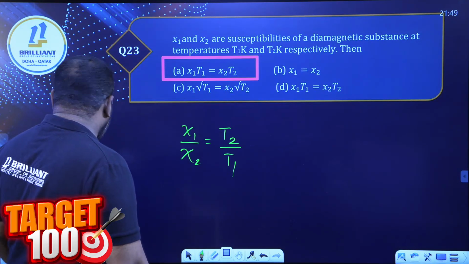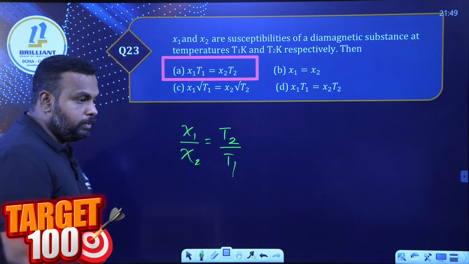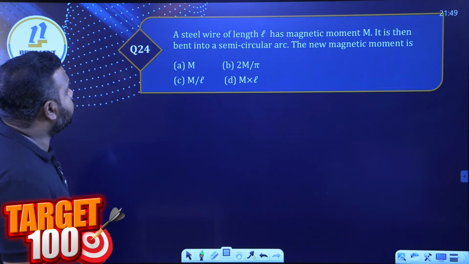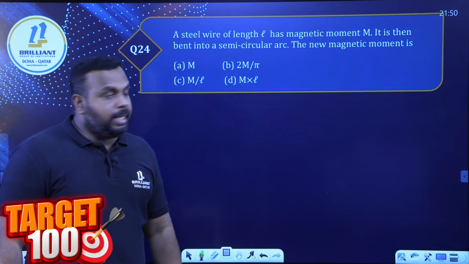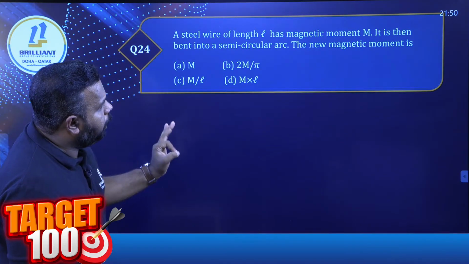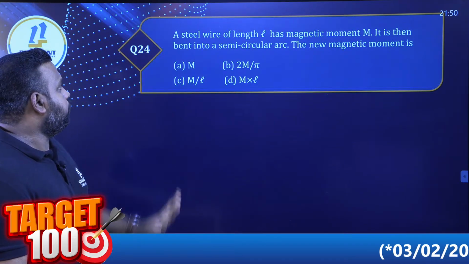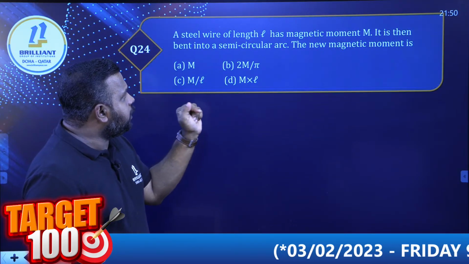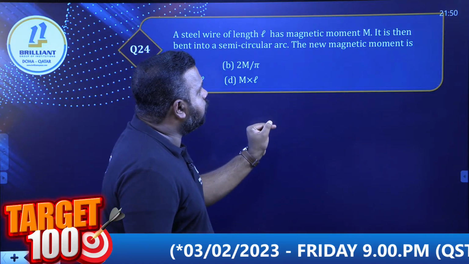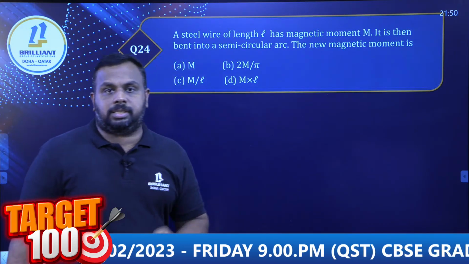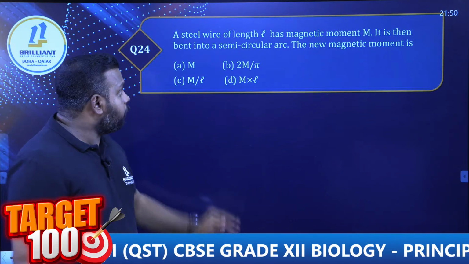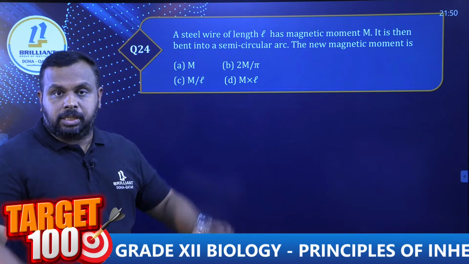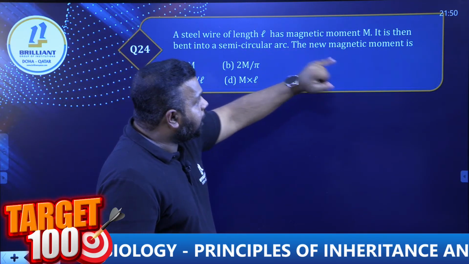Next is question number 24. A steel wire of length L has a magnetic moment M. It is then bent into a semicircular arc. The new magnetic moment is. That's a bit confusing question. A steel wire of length L has a magnetic moment.